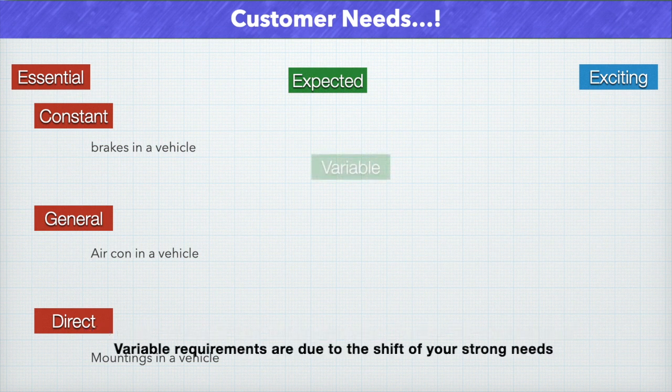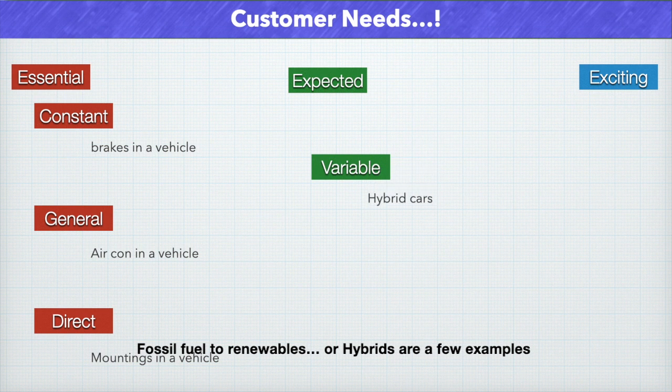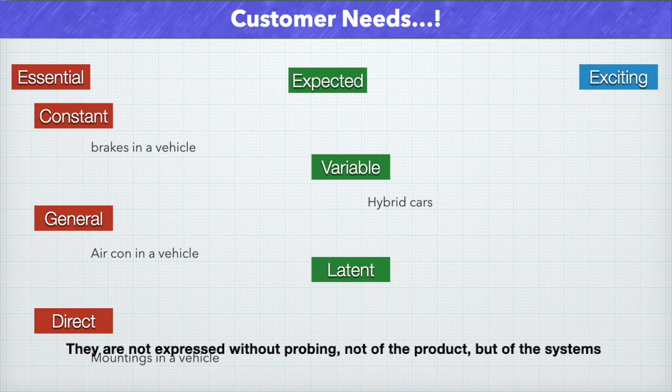Variable requirements are due to the shift of your strong needs, the technological trends, and its advancements. The fossil fuels to renewables or hybrids are a few examples. The latent requirements are tricky. They are not expressed without probing, not of the product but of the systems.